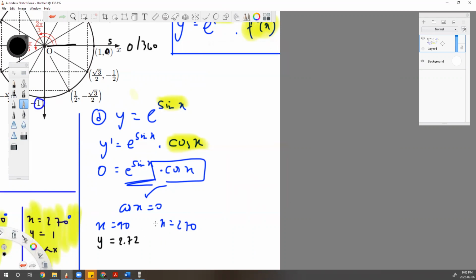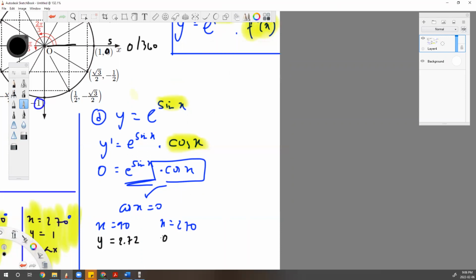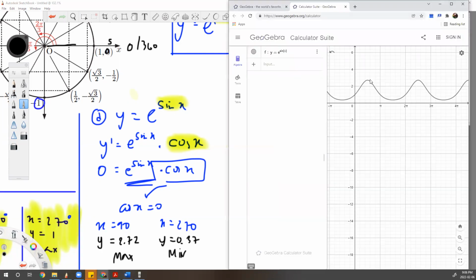2.1772. And how about if I change the 90, it becomes 270. Also 0.36, 0.37. Okay, let's prove. This is maximum, of course, because the bigger y, and this is the minimum. So you don't have to write the second derivative wasting time, because we already proved in the calculator. See, it's 2.72, right? 2.718, blah, blah, blah. And this will be 0.36 is the minimum.